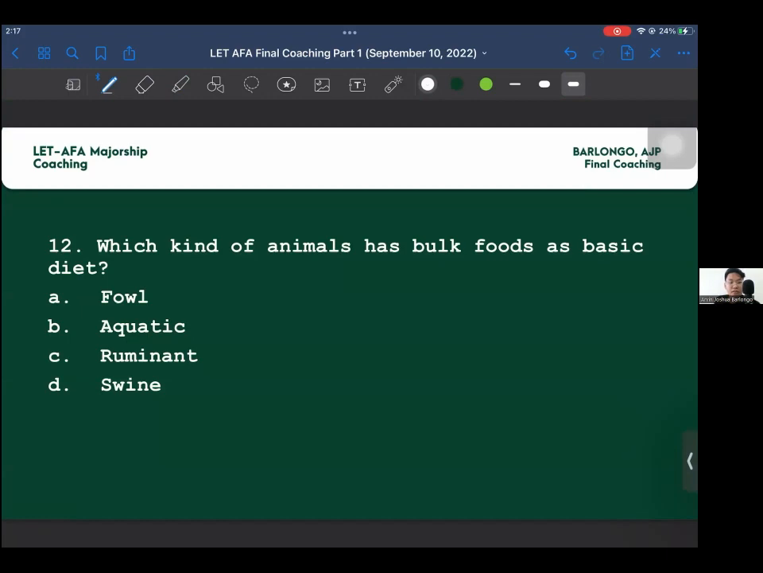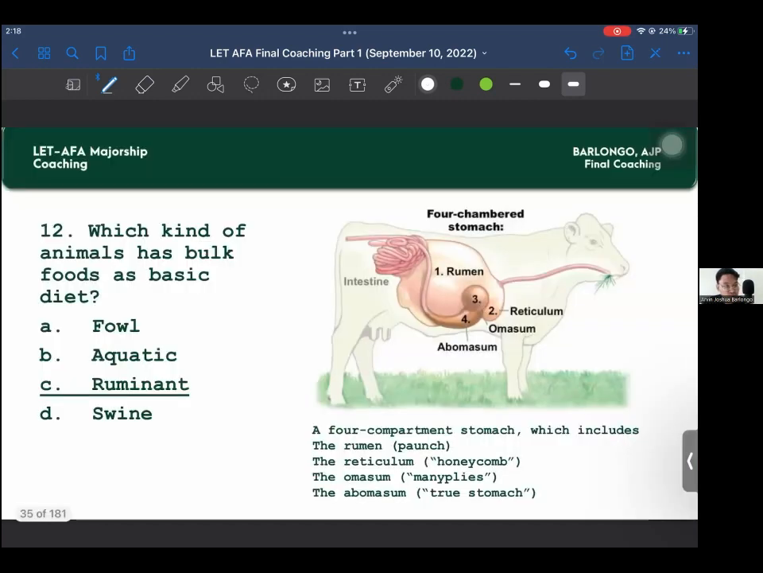So number 12, which kind of animals has bulk foods as basic diet? A, fowl, B, aquatic animals, C, ruminants, or letter D, swine. Okay? Mukhang perfect ni Ma'am Rachel. Nag-aral na to si Ma'am Rachel. Okay, tama. The answer is letter C, which is ruminants.